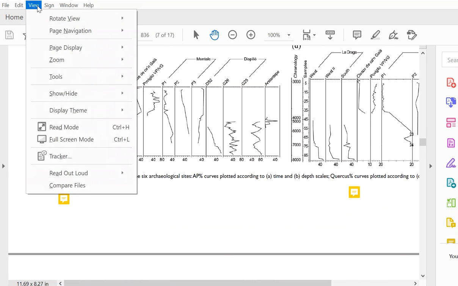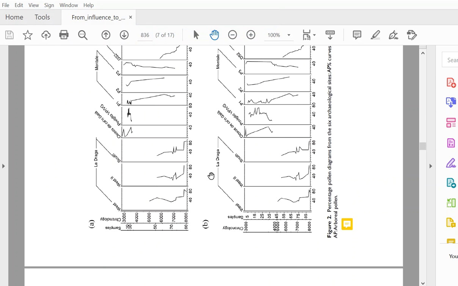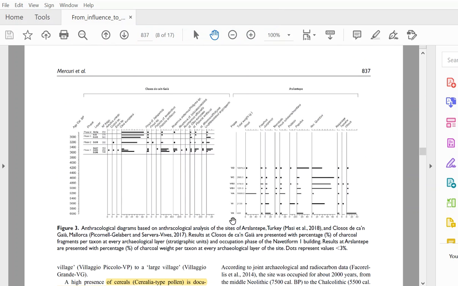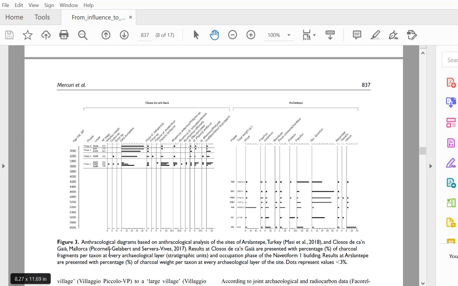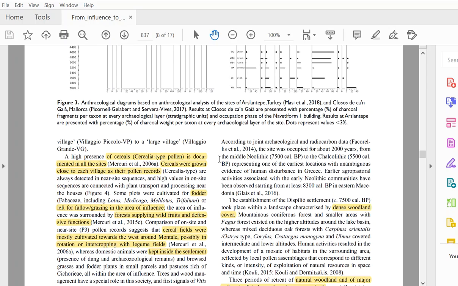Now let me flip my PDF back so I can read it. And then this chart here, I'll go over this in a little bit more detail. This is charcoal charts. So you get charcoal when you burn trees, and then scientists can collect this charcoal, figure out what kind of trees they are, and possibly where they're coming from. So I'll go over this in just a bit.